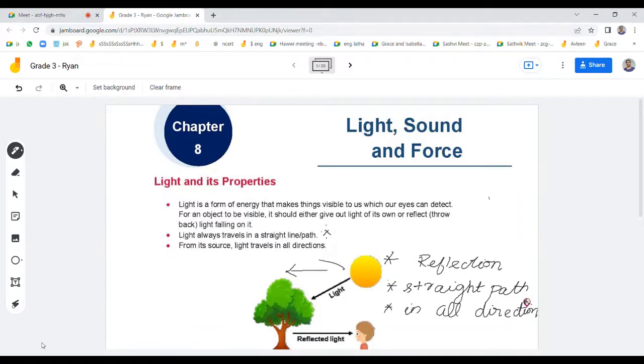Light from a source falls on an object and then it is reflected back. So we are able to see objects. This is called reflection. This is the first property of light. Second is straight path.